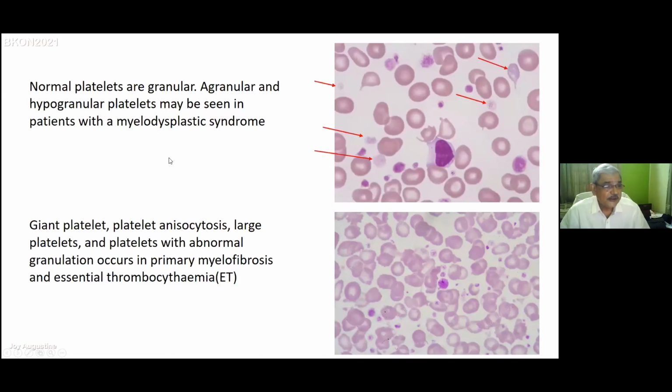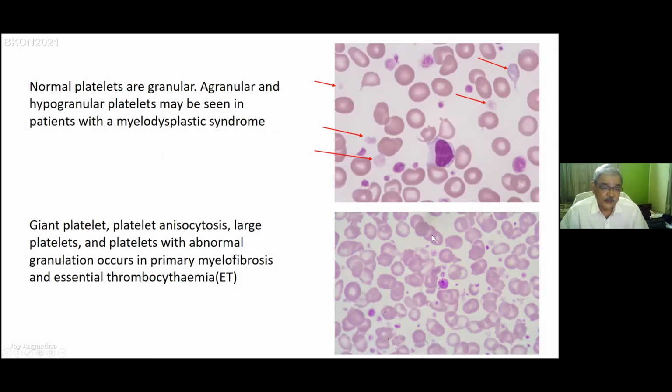Now, normal platelets are agranular. Agranular and hypogranular platelets may be seen in myelodysplastic syndrome. Now, this is the point. This is a slide of a myelodysplastic syndrome where you find normal platelets, pale platelets, giant platelets, normal size platelets, large platelets. When you find this sort of appearance, it is characteristic of some form of myelodysplasia or some form of neoplastic proliferation in the bone marrow. So this can occur in myelodysplastic syndrome and also in myeloproliferative neoplasm.